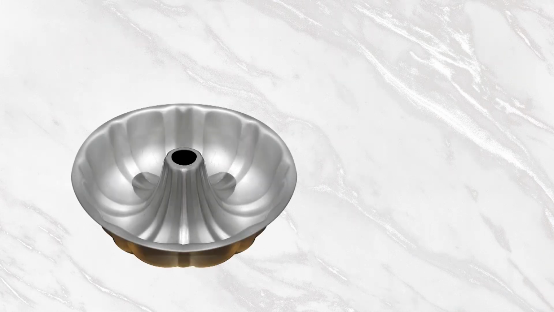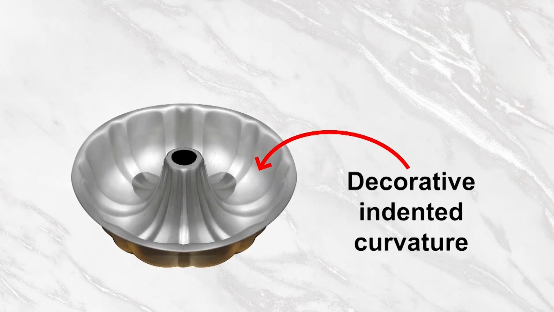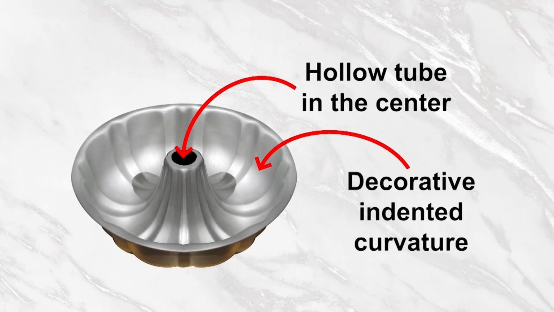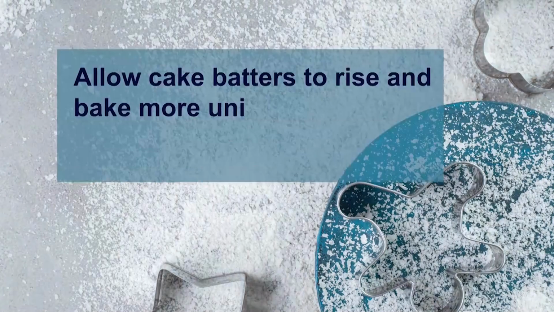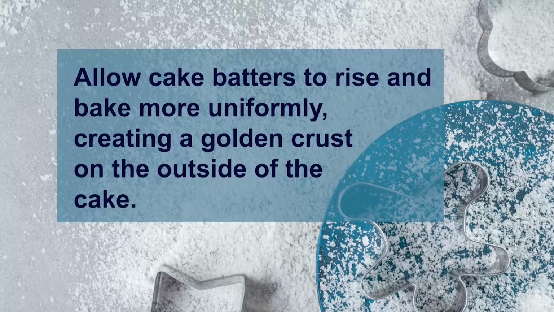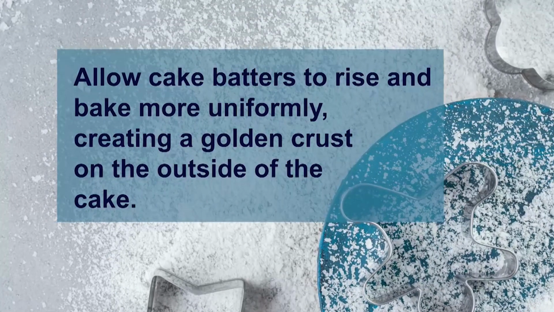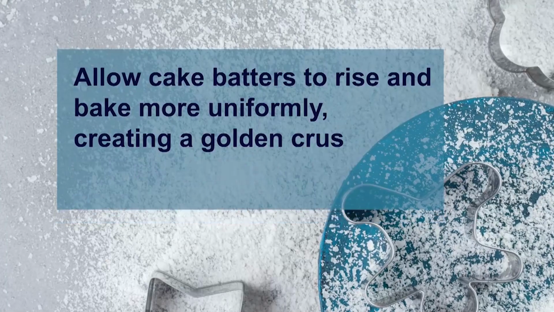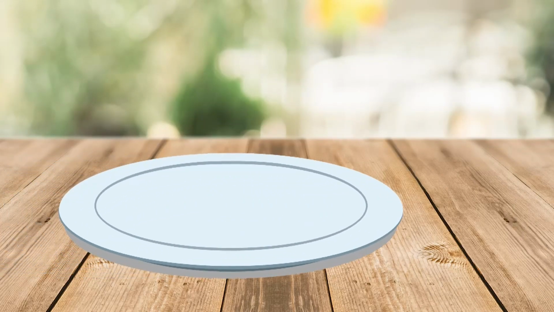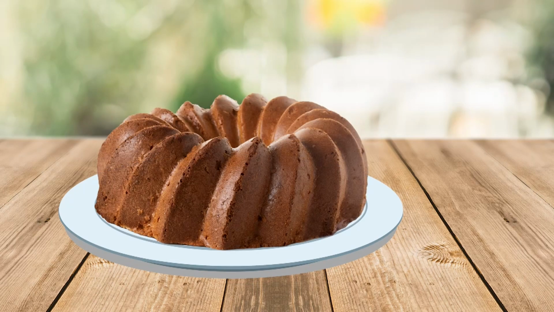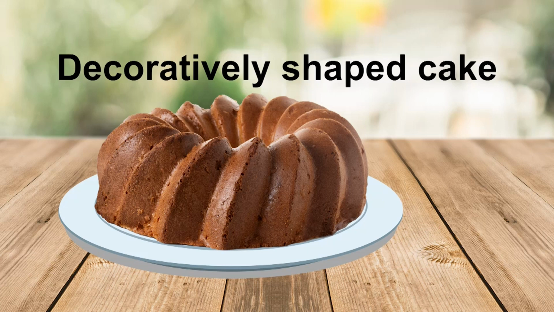Bundt pans. A heavily walled baking pan formed with a decorative indented curvature and a hollow tube in the center. The heavier walled construction and hollow center tube allow cake batters to rise and bake more uniformly, creating a golden crust on the outside of the cake. After the ingredients are baked, the pan is turned over so the firm cake falls onto a plate or counter, producing a decoratively shaped cake.